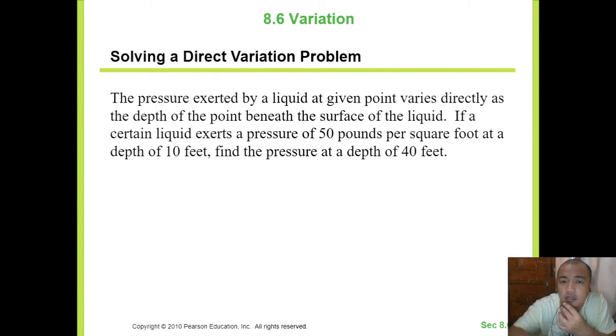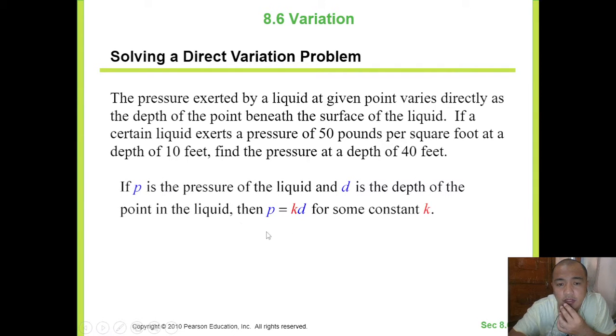So it says here the word directly. So this is a direct variation problem. So the pressure exerted by liquid, meaning P is equal to kD. P equals kD. That will be our equation, because it says here that the pressure exerted by a liquid varies directly as the depth of the point beneath the surface of the liquid. P equals kD.